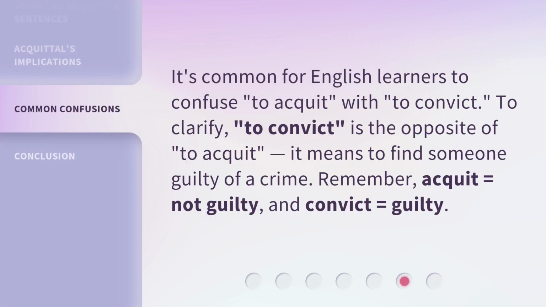It's common for English learners to confuse "to acquit" with "to convict." To clarify, to convict is the opposite of to acquit. It means to find someone guilty of a crime. Remember, acquit equals not guilty, and convict equals guilty.